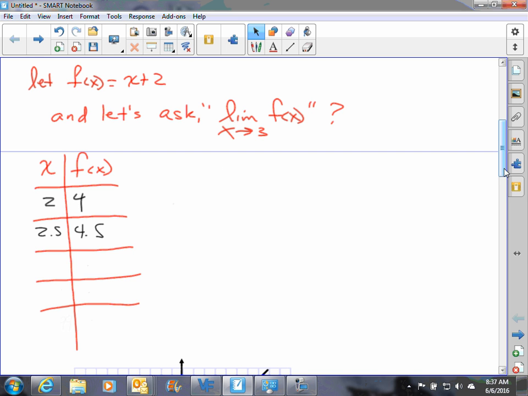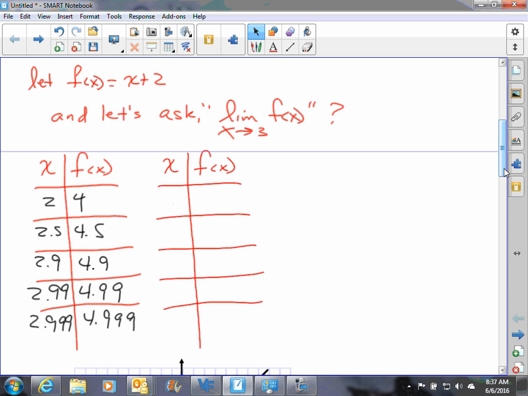We'll try 2.5, and we get 4.5. 2.9, we get 4.9. 2.99, we get 4.99. And we could keep this up, 2.999, we get 4.999. Now, we're not actually going to look at 3, but we do have to look at it from the other side as well. So let's start at 4 and work down.